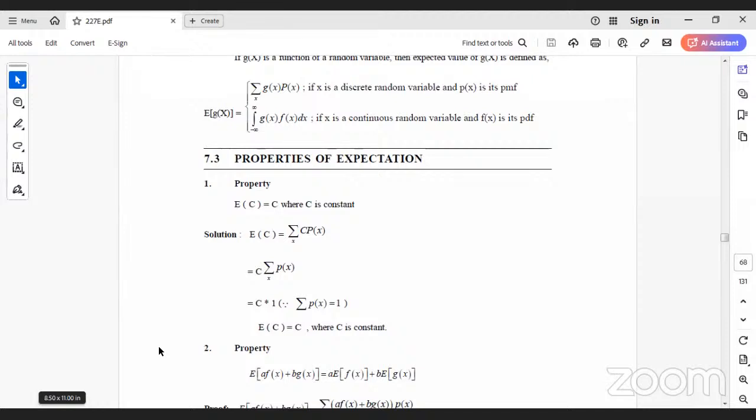If E of C is equal to summation of x, C P of x, C is the constant. You know that C is the constant here. Therefore, summation of x, P of x is equal to 1. So therefore, E of constant is equal to C.